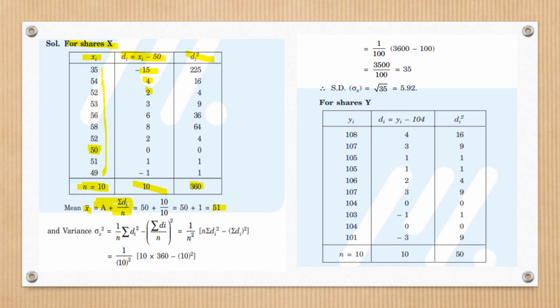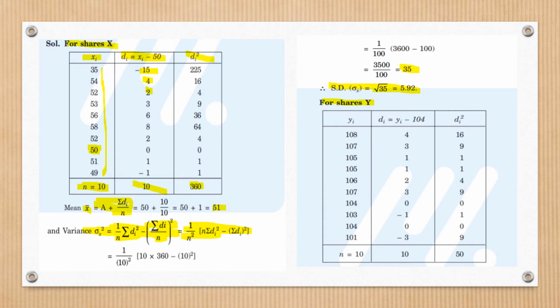Variance is sigma x square, and I'll use the formula here: 1 upon n times summation di square minus summation di upon n whole square. This formula can be used this way also. Putting in all the values, we'll get 35. Variance is 35 and standard deviation sigma x is root 35, that is 5.9.